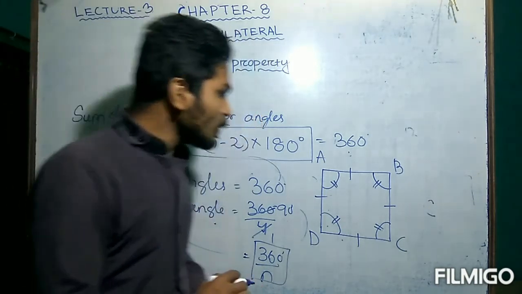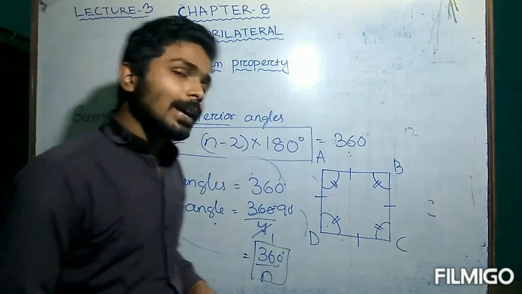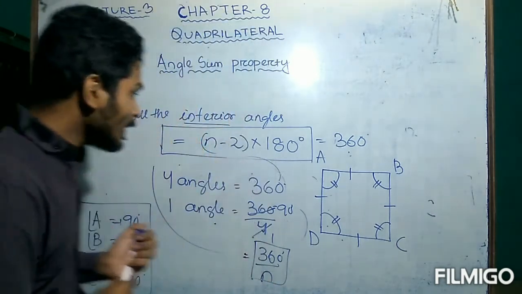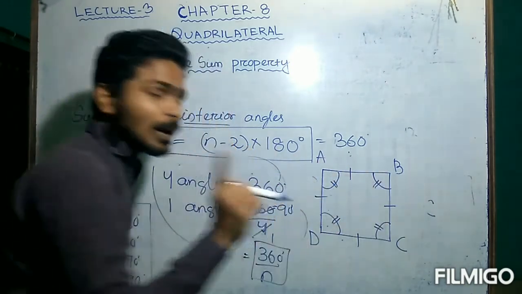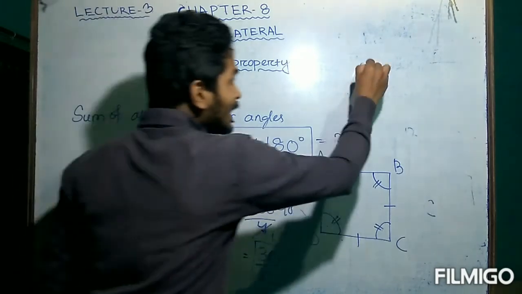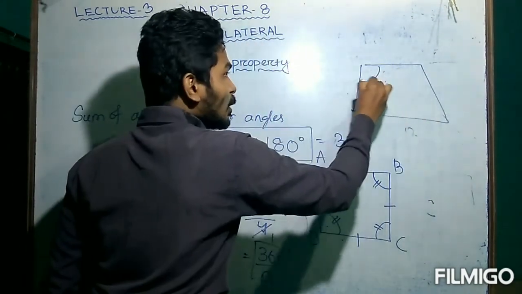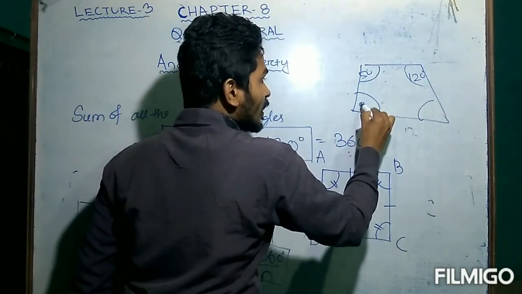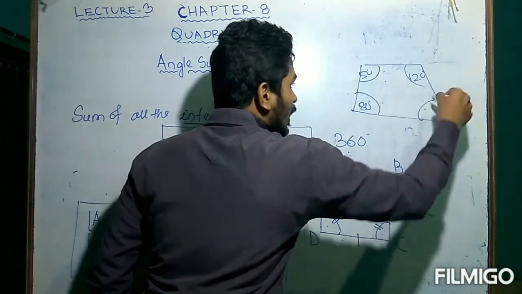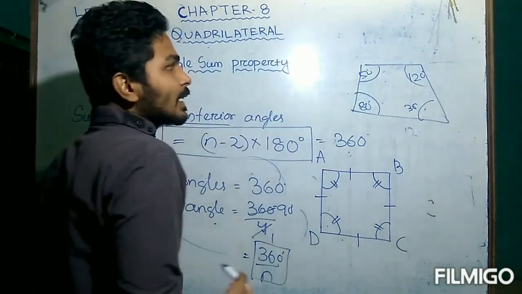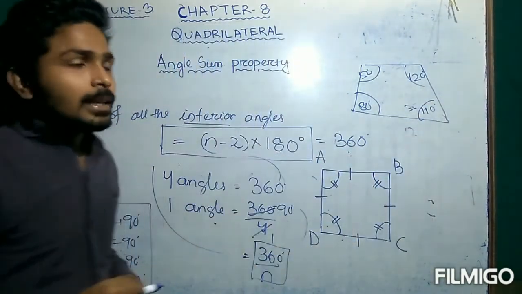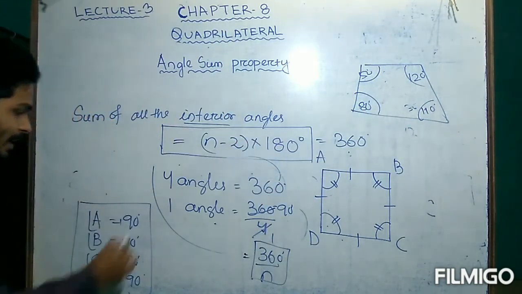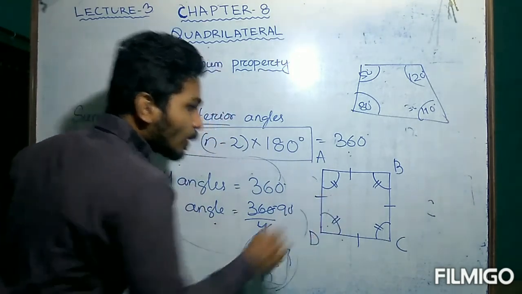Now it is completed. Next we will discuss the exterior angles of a quadrilateral. What is the sum of exterior angles? What is the value of each exterior angle of a regular quadrilateral? But don't forget that this is the case of only a regular quadrilateral, not an irregular quadrilateral. If you take any irregular quadrilateral, then the value of each angle will vary. Suppose this is 50, this is 120, this is 80 and so on. Maybe this is 360 degrees minus the sum of these three angles. Suppose this is 110 degrees. So in an irregular quadrilateral the value of each angle may vary, but in a regular quadrilateral the value of each angle is 90 degrees, and this formula holds only for a regular quadrilateral.